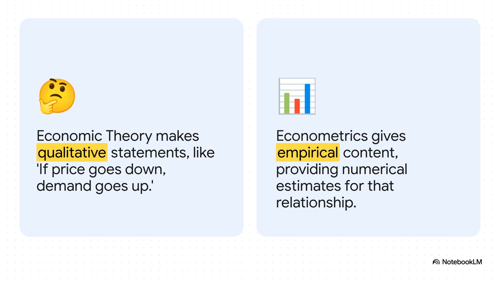And this right here is the fundamental difference. Economic theory gives you a qualitative statement. It describes a relationship, right? If price goes down, demand goes up. But econometrics gives that idea teeth. It provides the numbers. It tells you exactly how much. A 10% price drop increases demand by 15.5%. It takes a general idea and makes it specific, testable, and incredibly useful.